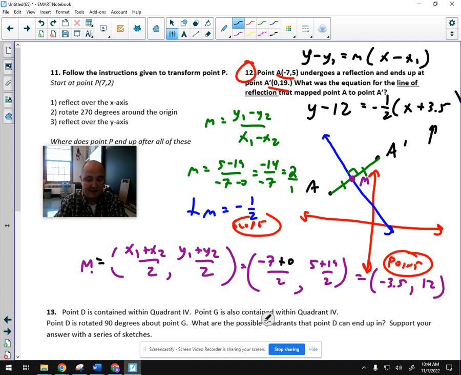I could distribute and put it in slope intercept, but this is a good enough answer for what the problem is asking. This is the equation of this blue line of reflection.